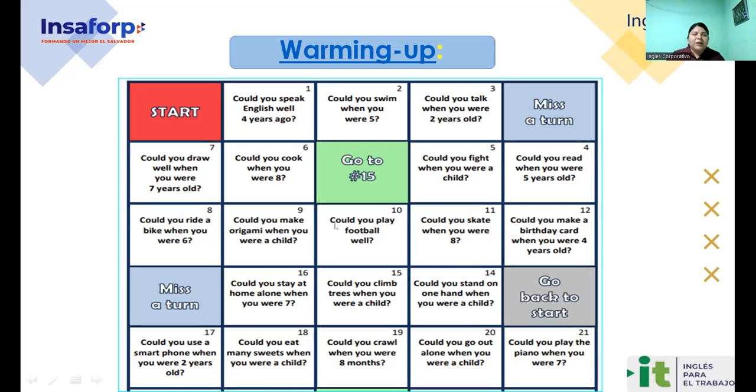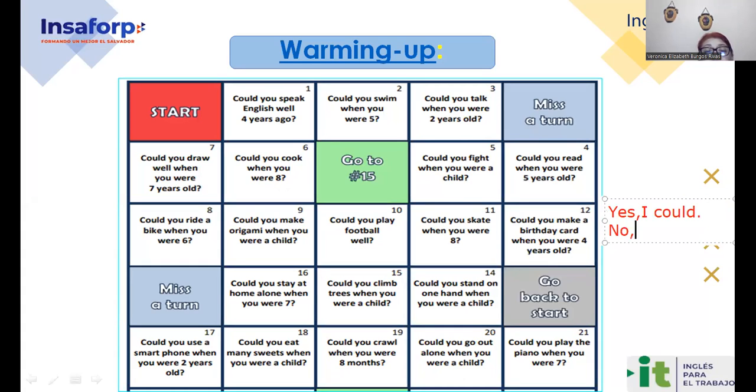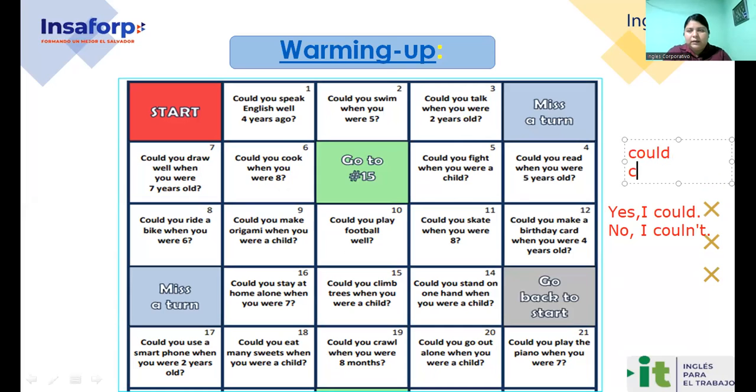You have to try to answer. Could you play football well in the past? Yes, no? Question number 10. Could you play chess? I can say no. No, I couldn't. Okay. So just keep in mind that could means podría, and podía too, right? Remember that could is the past form of can, so we're going to use that in that sense. We're going to talk about activities that you could do in the past. I could sing. I couldn't sing.